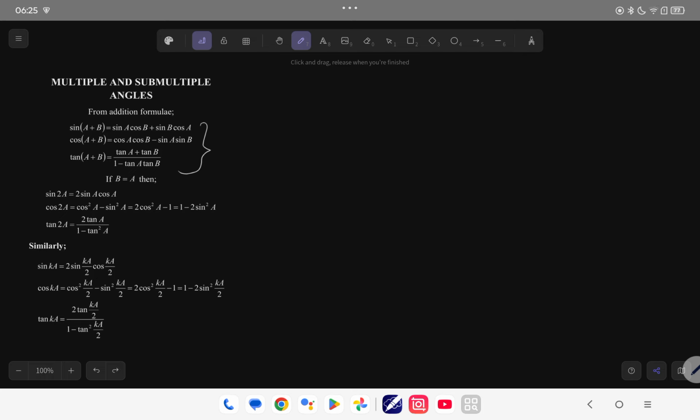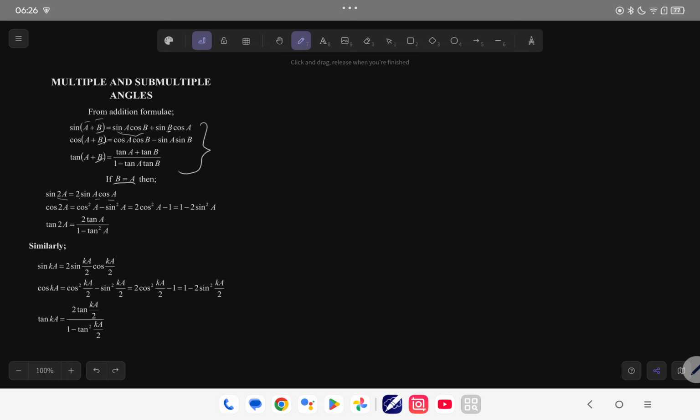If B is equal to A, then we shall replace the B in each of these three identities with A. What was sin(A + B) becomes sin(A + A), which is sin 2A. Then we would have sin A cos A, because now even B is A. Even here we shall have sin A cos A. So we'll have sin A cos A plus sin A cos A, and we get 2 sin A cos A.